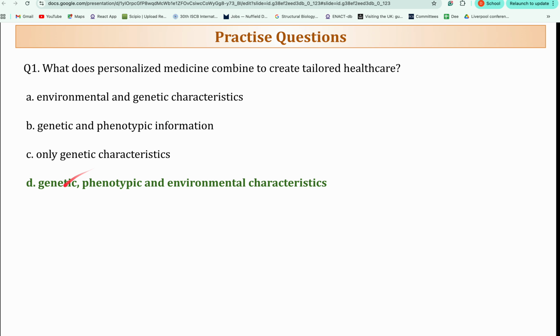Okay, so the right answer is option D, because we have discussed that in personalized medicine we look into the genetic, phenotypic, and environmental characteristics. All of them are important.